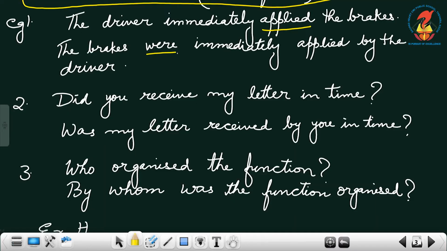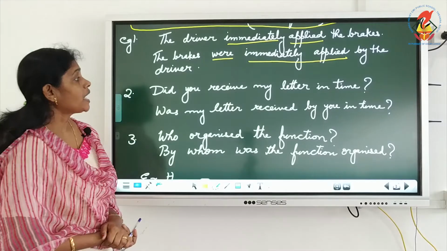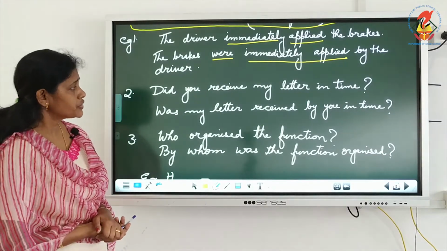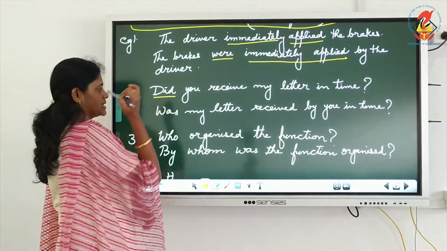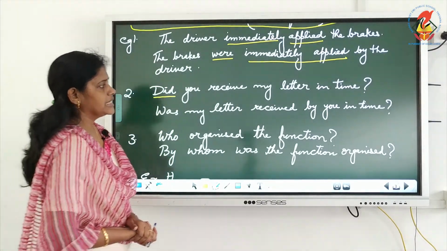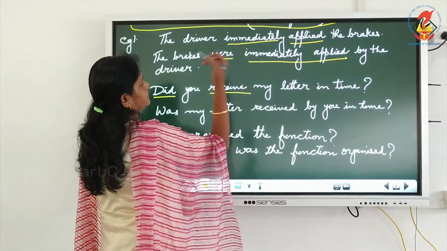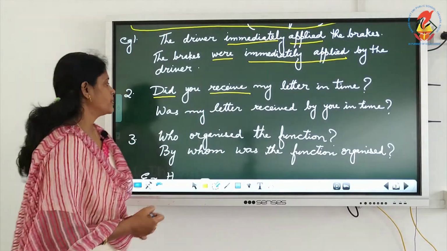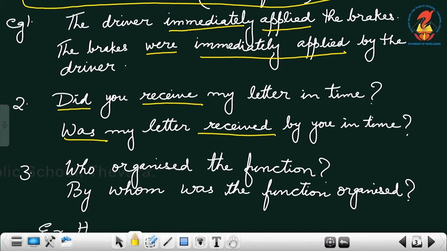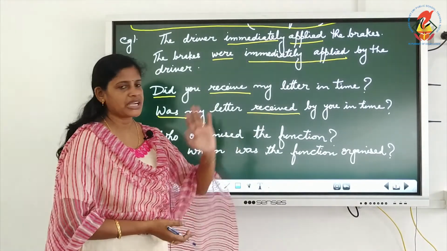The brakes were immediately applied. The word immediately is already given here. The brakes were immediately applied by the driver. And how will you convert it in an interrogative form? Did you receive my letter in time? This is the past tense. And this is the verb. So did is the past tense. They have taken the root word as receive. So, was my letter received by you in time? So was or were plus the past participle form of the verb.